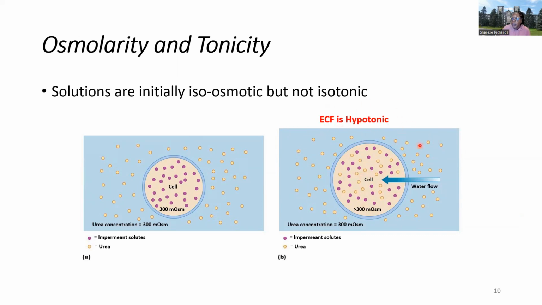The tonicity is lower, okay? So this is what I mean by saying that osmolarity is different from tonicity. Osmolarity looks at all the solutes, whether they can move or not. Tonicity only looks at the solutes that are impermeant, or the solutes that cannot move. So this solution will be isoosmotic but hypotonic, okay?